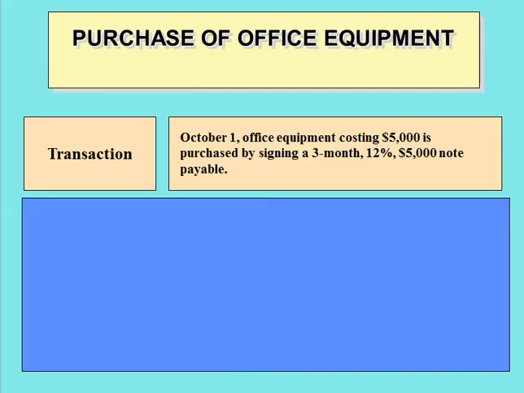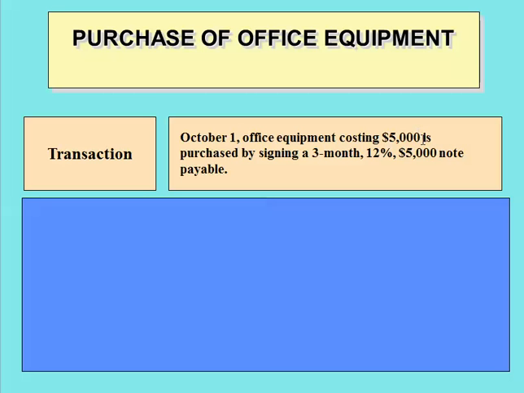Let's do one more of these. On October 1st, office equipment costing $5,000 is purchased by signing a 3-month 12% $5,000 note payable. Again, what's happening? Office equipment costing $5,000 is purchased. Well, if we have to pay $5,000 cash, we would credit cash. But that isn't the case here because we're signing a 3-month 12% note payable. So our liabilities are going to go up by $5,000. The way we increase liabilities is with a credit. In exchange for that equipment, we sign the liability.